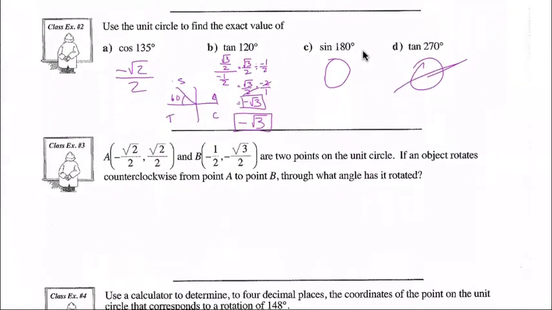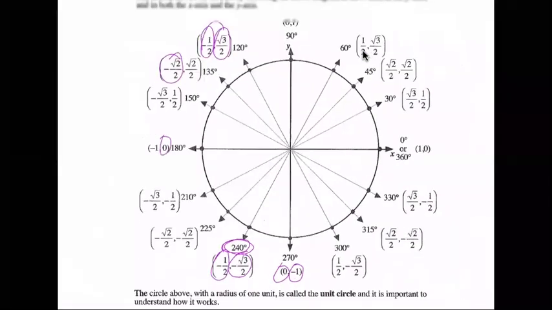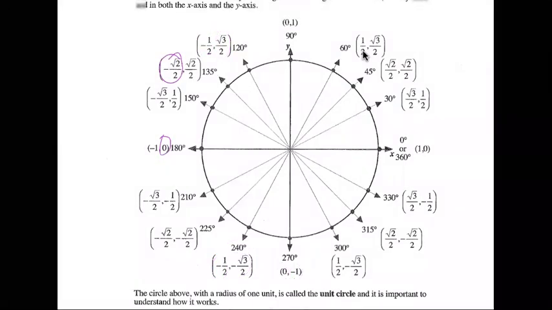Question 3, example 3. A is negative root 2 over 2, root 2 over 2, and B is negative 1/2, negative root 3 over 2. The 2 points are on the unit circle. If an object rotates counterclockwise from point A to point B, through what angle has it rotated? Well, let's go back to our unit circle. We have to find these 2 points. Our first one, negative root 2 over 2 and root 2 over 2, is right here. And our other one, negative 1/2, negative root 3 over 2, is right here.